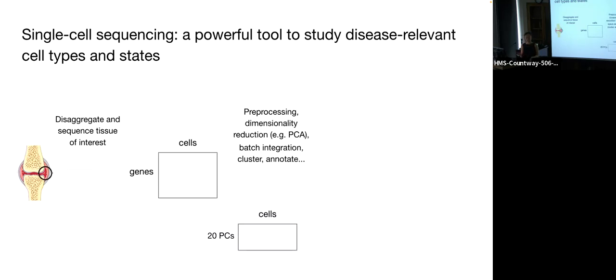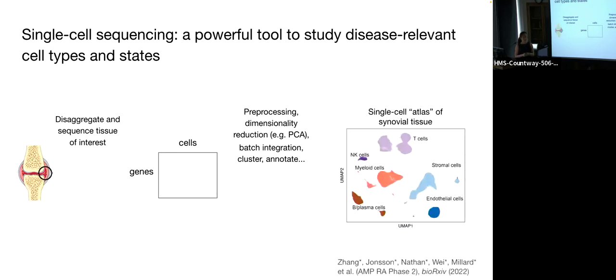To process this data, we usually apply some sort of dimensionality reduction, most commonly principal components analysis, or PCA, to reduce the dimensions from, say, 20,000 genes to 20 or so PCs. And then we can integrate the cells to remove batch effects and cluster the cells within this coordinate space to get a plot that looks like this.